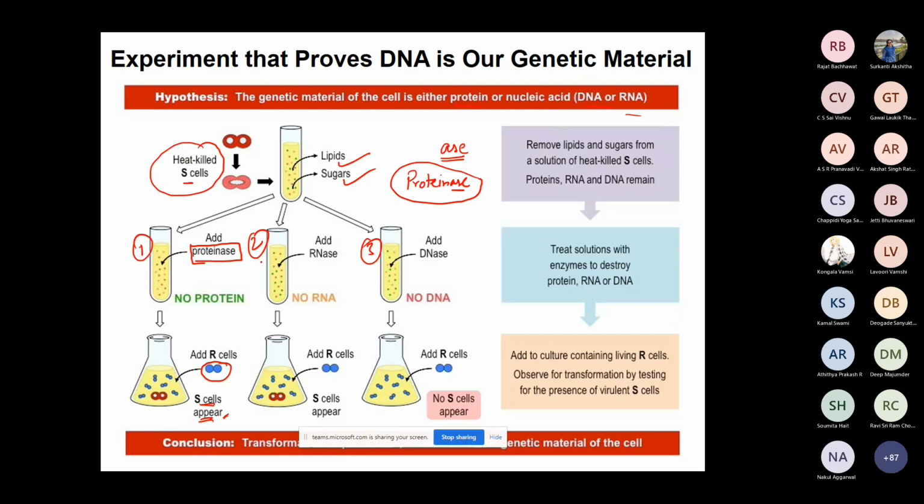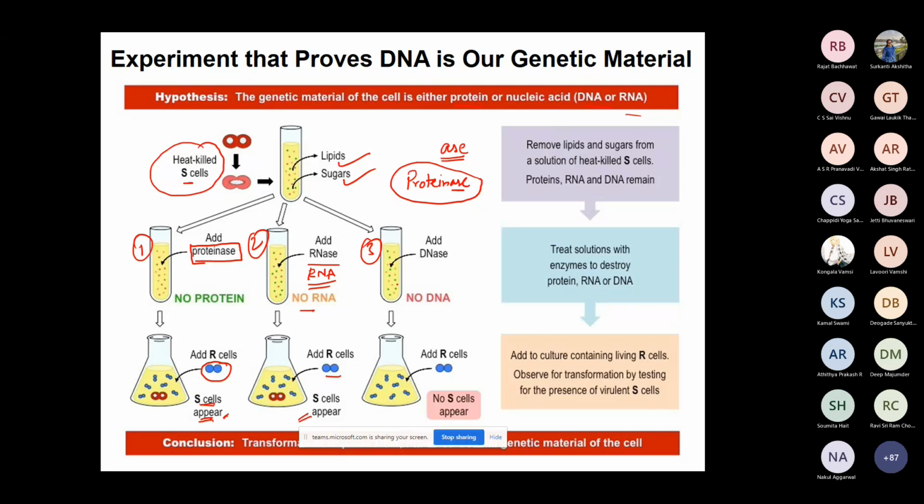And in tube 2, multiple scientists did this, that's why I'm saying they added RNase, another enzyme that destroys RNA, ribonucleic acid. RNA and DNA are the 2 major forms of nucleic acids. So when they add RNase, that means no RNA in the solution. Then similarly, they added R cells, R strain of bacteria. Again, they observed that S cells appear. That means RNA is not involved in transferring this information.